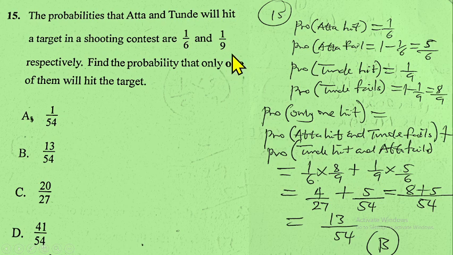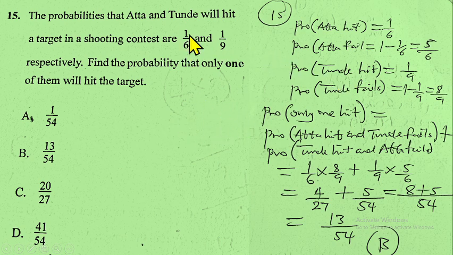So the probability that one of them will hit the target is: Atta hits the target and Tunde fails, or Tunde hits the target and Atta fails. That's the probability of only one of them hitting the target. Atta hit, Tunde fail, or Tunde hit, Atta fail.